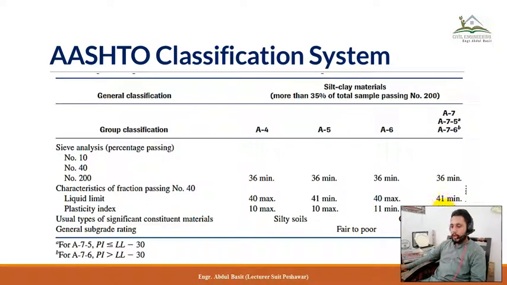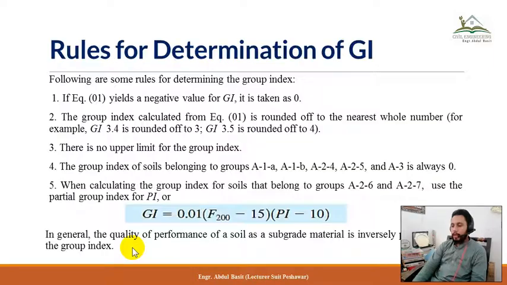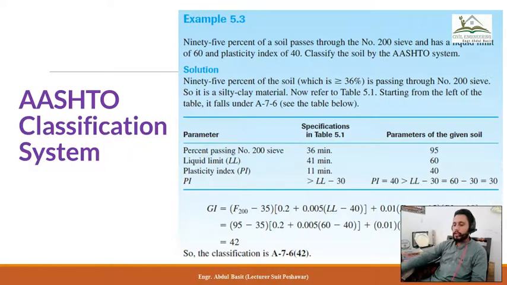This one is 41 and 11. So liquid limit is 41 minimum, and this is 60. Then 11 minimum, and in the numerical we have plasticity index equal to 40. So these conditions are satisfied. But another headache we have here is that the A7 group is further subdivided into A75 and A76 groups, and for that we will use these equations. Now straight away moving to the numerical, you will see how to use these equations.